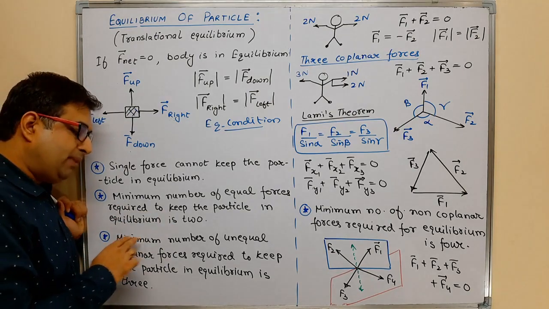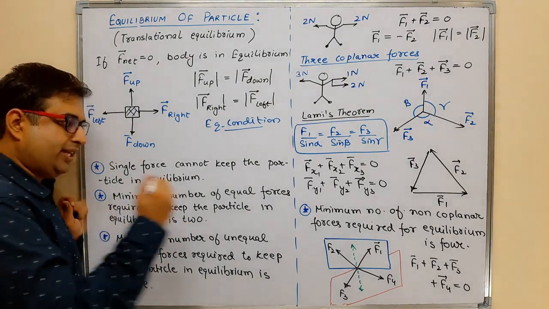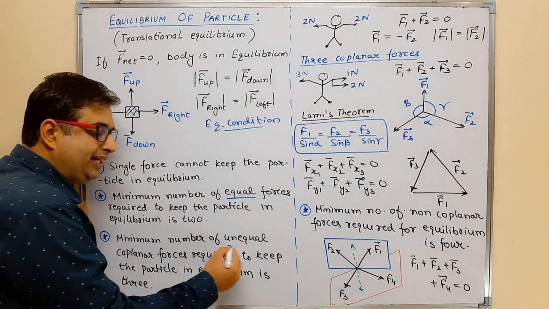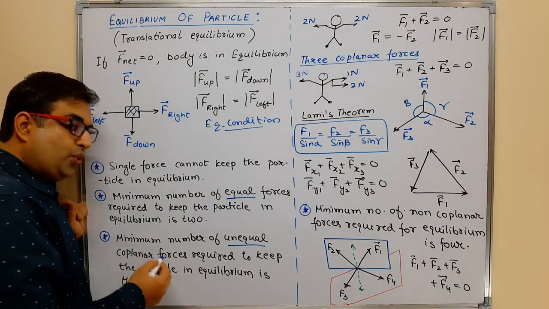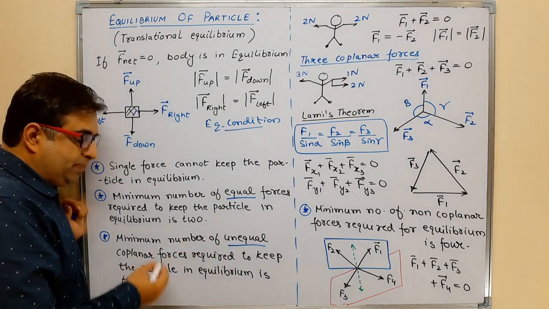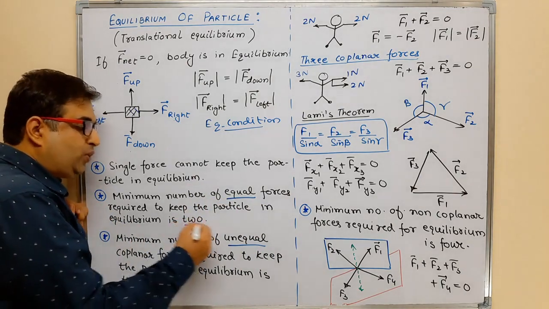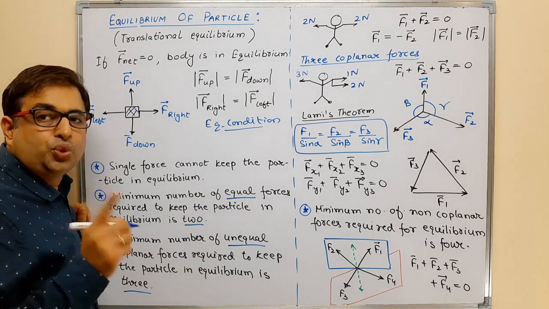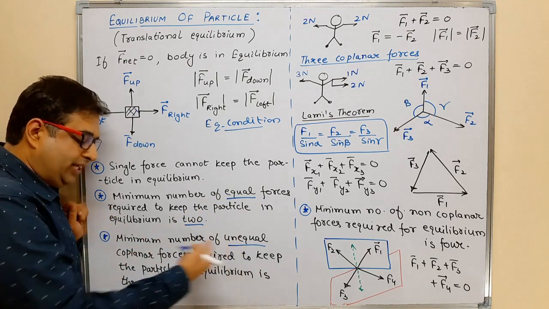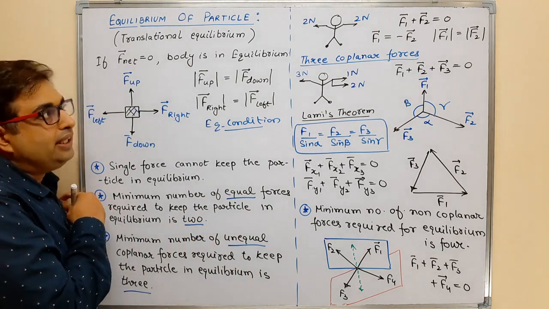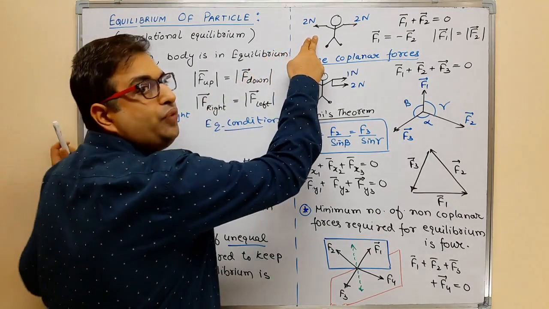Third is minimum number of unequal vectors. Here they are equal and here unequal vectors or forces required to keep the particle in equilibrium condition is 3. So equal vectors we need 2 only. Unequal vector we need 3 vectors. Let us take example of 2 vectors.